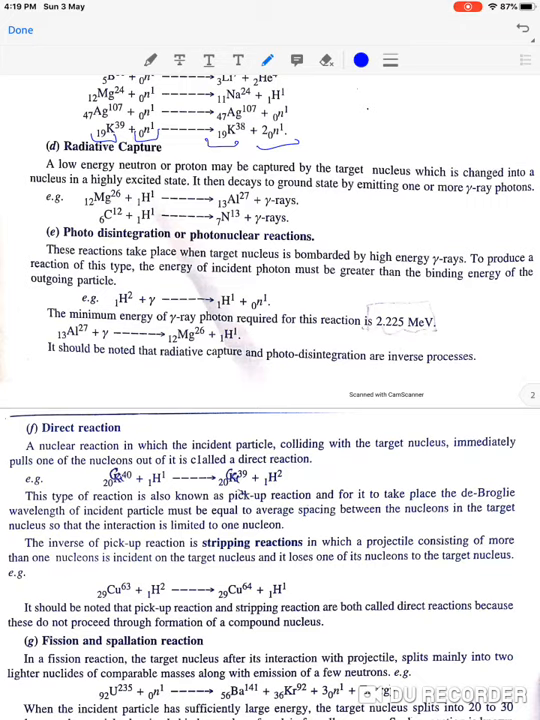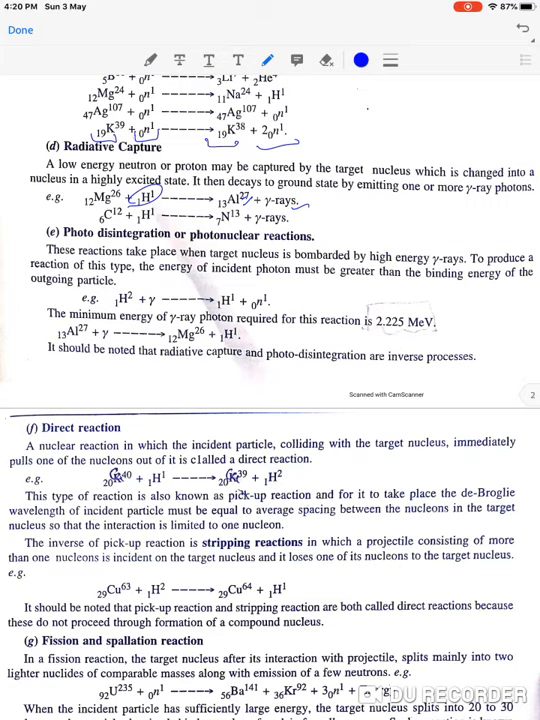Now for radiative capture, we already studied electron capture in the last chapter. In this particular reaction, a proton is absorbed, or a low energy neutron or proton may be captured by the target nucleus. You use a target nucleus, you bombard these particles, and they just get absorbed. Then you get a new daughter nucleus and some rays, because it transforms itself into an excited state and then comes to the ground state, losing some energy.